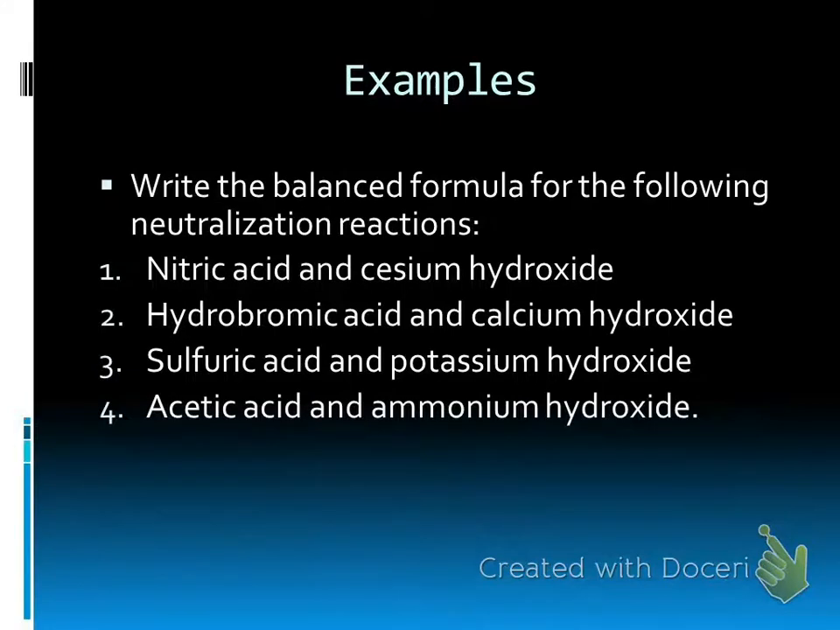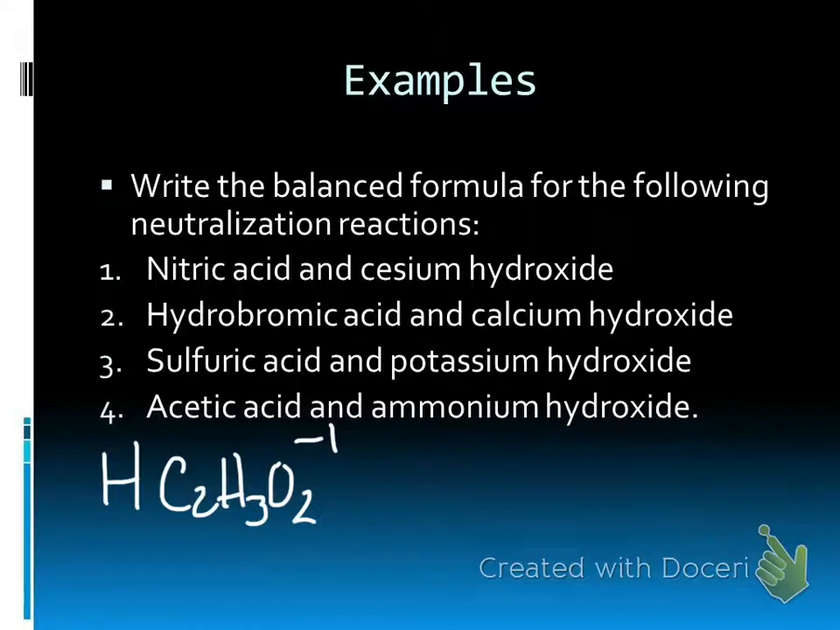Acetic acid. Here's another ic acid. Since there's no hydro, I know I'm not going to find it on the periodic table. So I'm going to go look on the polyatomic ion sheet for acetate. So acetate is C2H3O2. It's got a -1 charge, so we have to put a hydrogen in the first position.